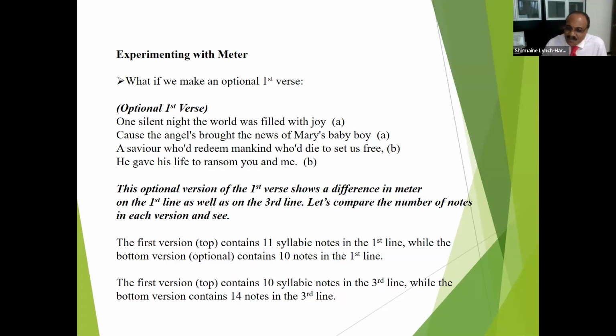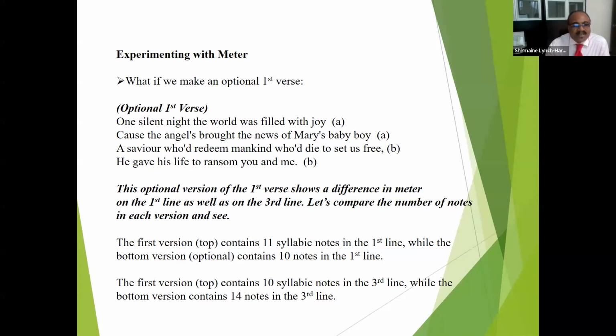We still stick with the same rhythm, but we have augmented or enhanced the meter, right? We have more words added to the third line than in the first version of the verse. This optional version of the first verse shows a difference in meter, okay? On the first line as well as the third line, we can compare, and we have compared already, we saw the difference. The first version at the top contains 11 syllabic notes in the first line.